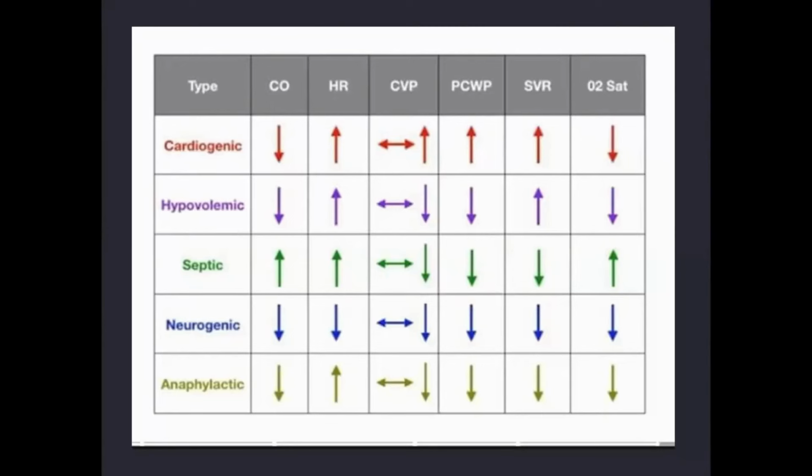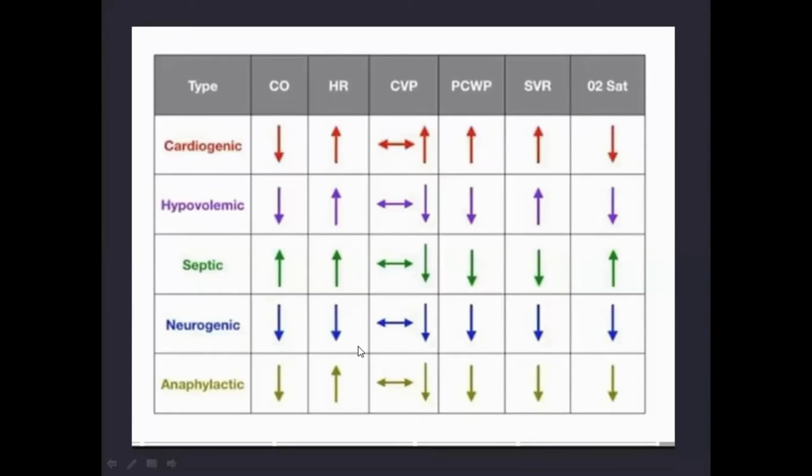So always remember the mnemonic that septic shock is a SAT. That SAT means only saturation is increased in septic shock. For the rest, if any shock apart from septic shock arises, always go for the down arrow. All right. And another exception is neurogenic shock.